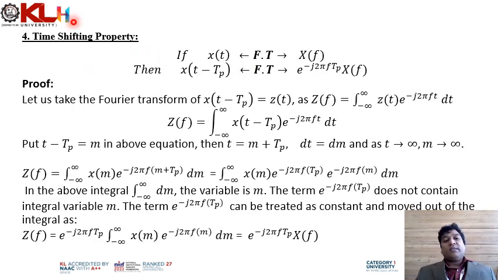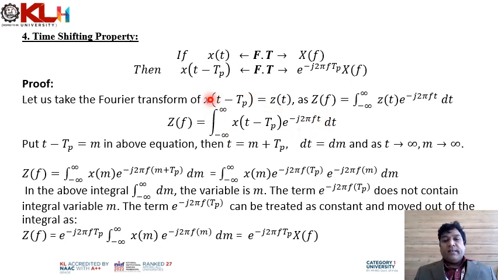Now we are going to discuss the time shifting property. Now if you take the signal x of t minus capital Tp, the Fourier transform will be e power minus j 2 pi f Tp multiplied by capital X of f. So the original Fourier transform capital X of f is simply multiplied by this exponential function. So let us prove this property.